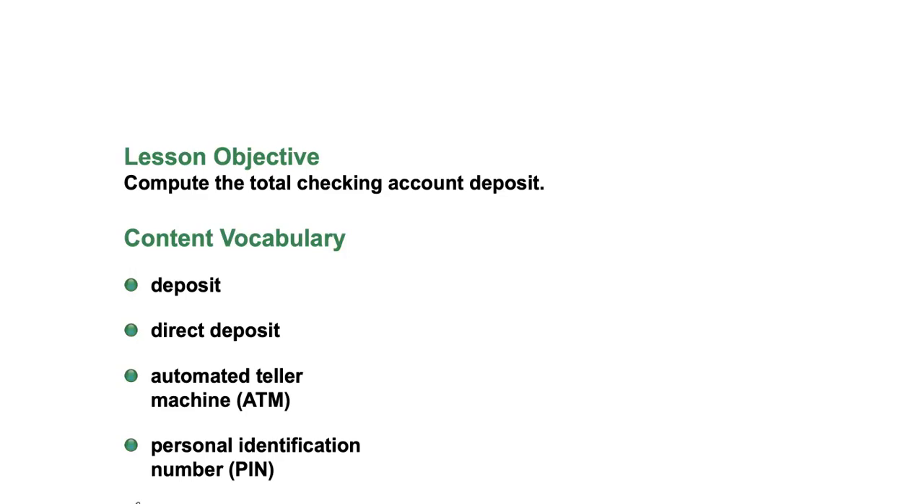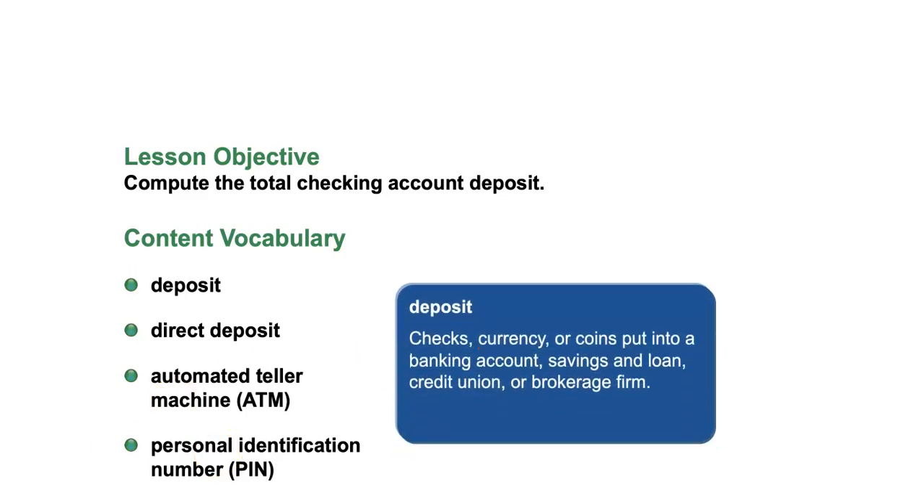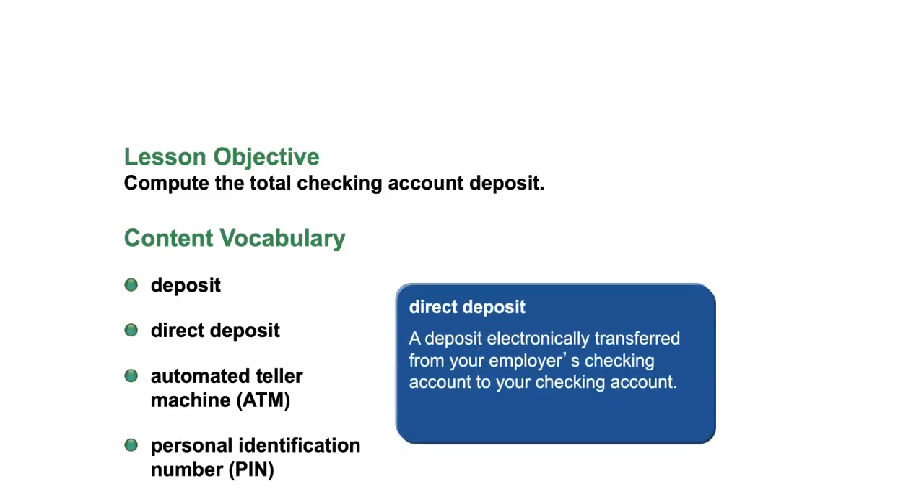For 4.1, we're going to just focus on deposits. So the lesson objective is to compute the total checking account deposit. So a deposit is checks, currency, and coins put into a banking account, savings, loan, credit union, or brokerage firm. Direct deposit is a deposit electronically transferred from your employer's checking account to your checking account.